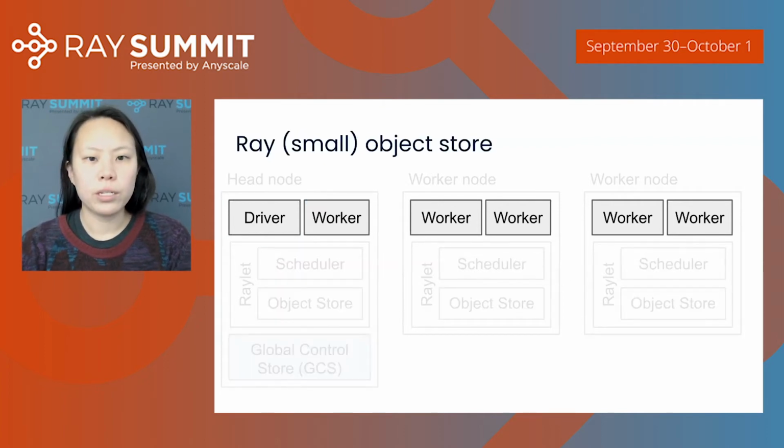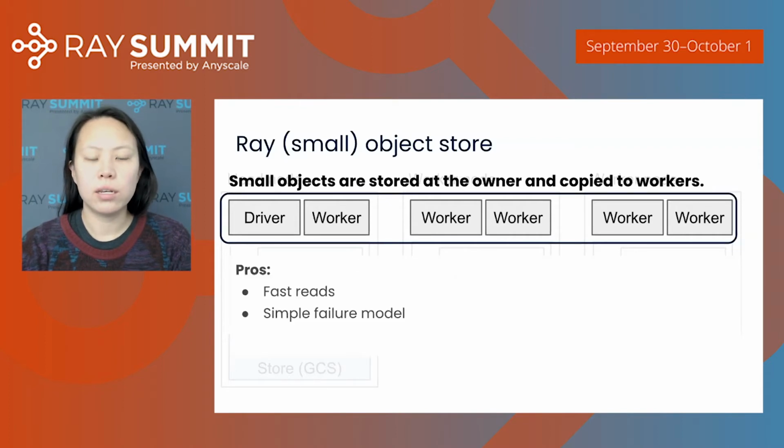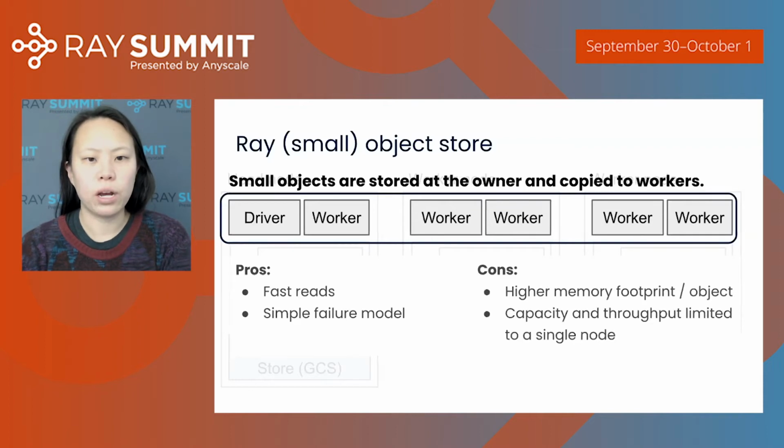Small objects are quick to copy, and you can store a lot of them at a single process. That's why we store these directly at the owner. If another worker needs the object value, we can simply copy the object to that worker. That makes reads really fast, and it's also easy to understand how failures work. If the owner fails, then the object will fail too. But there are some downsides in extreme cases where an object is referenced by many workers. For example, passing a small object ref as an argument to many tasks can be inefficient because each task would require one copy.